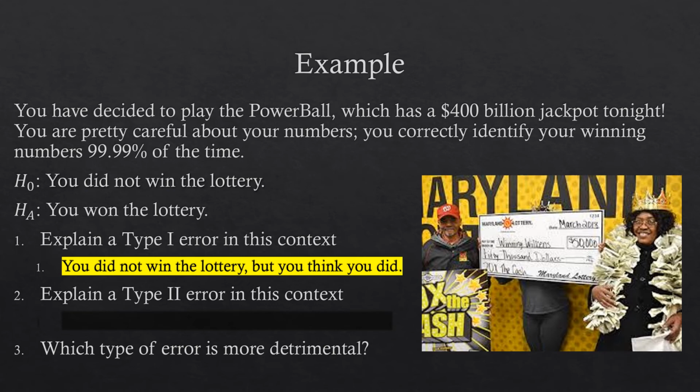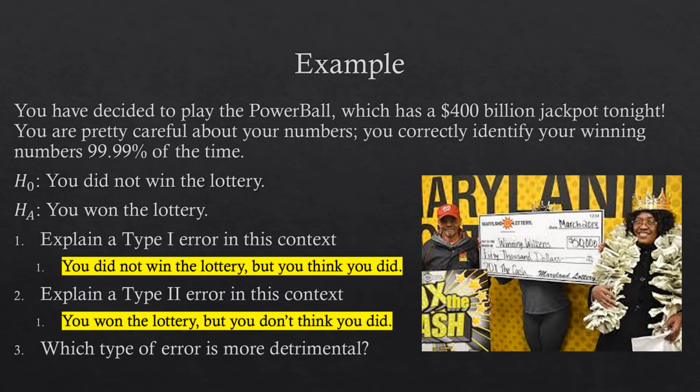Now with the type 2 error, this is where the null is not true, but you fail to reject it. So in this case, you actually won the lottery, but you don't think that you did. So maybe you throw that ticket away. You have no idea, but you won the lottery. You threw $400 billion away. So obvious consequences there. You're missing out on a lot of money. So which one is worse? I don't know. They're both pretty bad, but if I threw away $400 billion, I'd probably feel a lot worse than if I quit my job. So which one's more detrimental? Again, I'll leave that up to you. I'm going with type 2 error in this case.